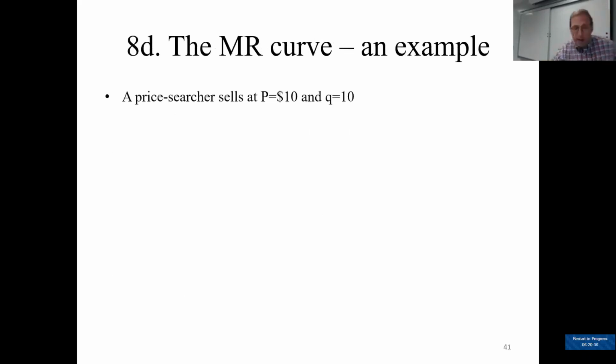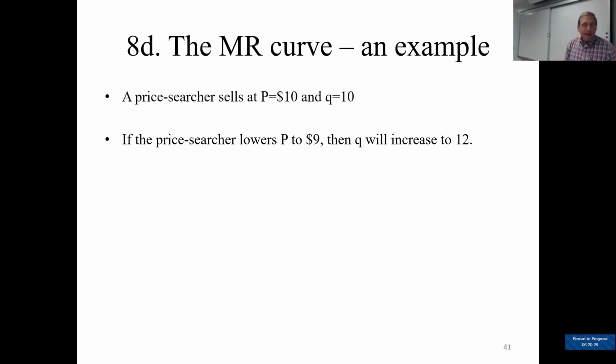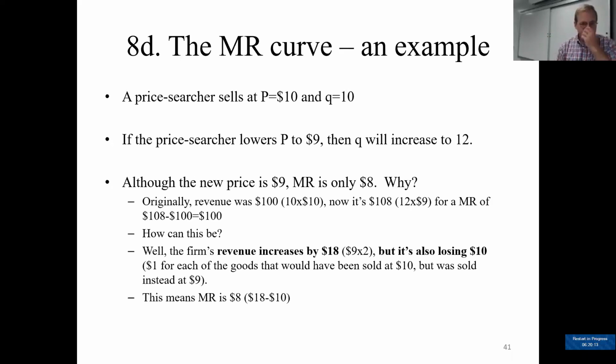So we have a price searcher selling at a price of $10, and at $10, the market will bear a quantity of 10. If the price searcher lowers the price to $9, what do we expect is going to happen to the quantity? You lower the price, you're going to sell more. Price falls to $9, quantity increases to 12. But what does this mean? Even though the new price is $9, the marginal revenue is going to be only $8.